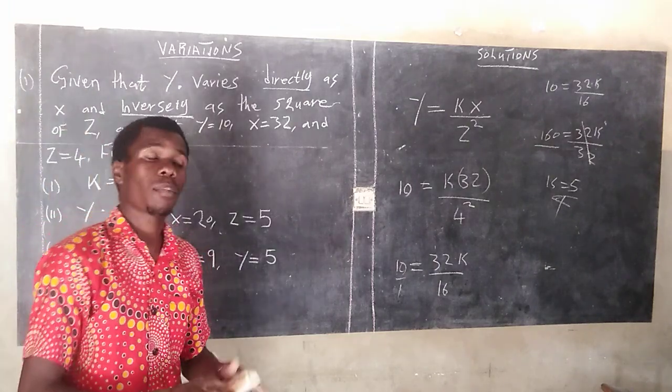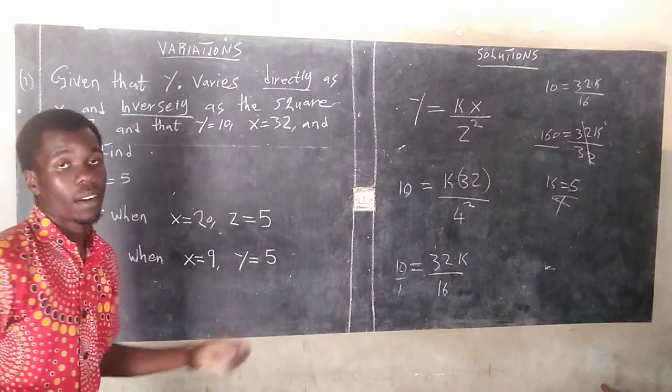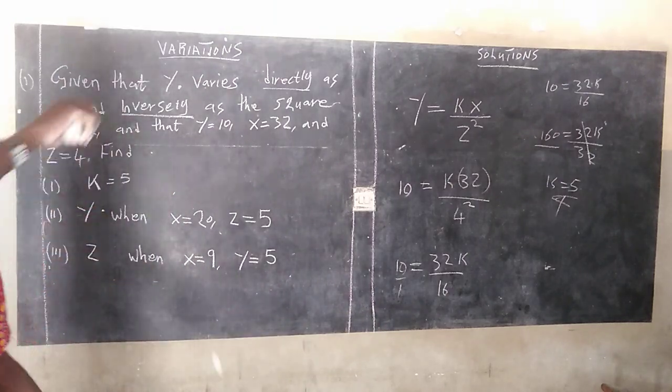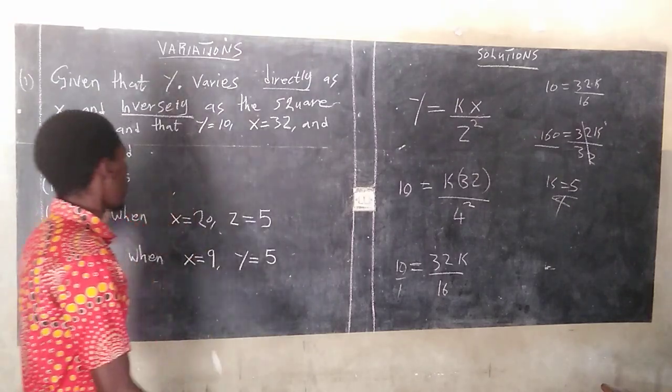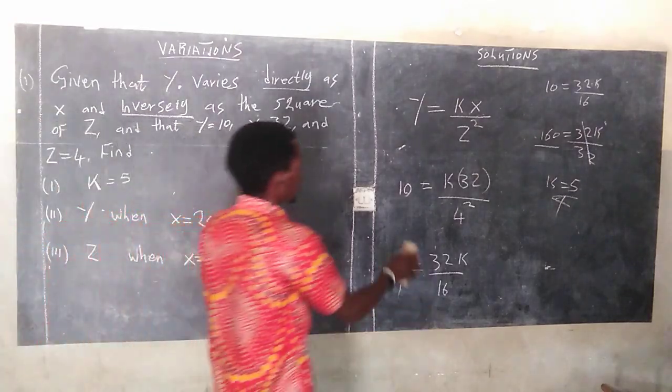So that's how you come up with the value for k in variations. Variations are very, very simple. Let's try and tackle another question. Let me just remove this.